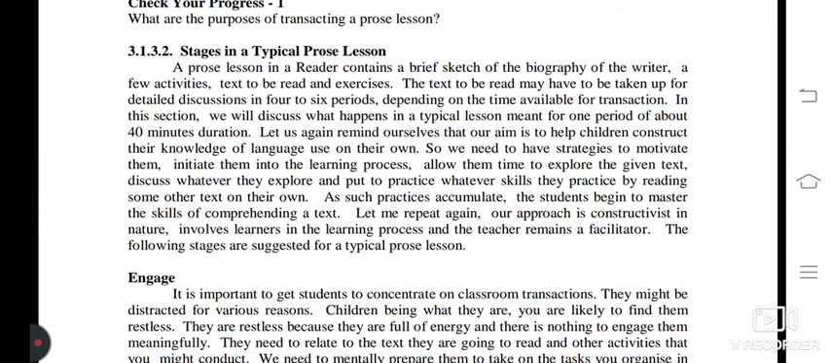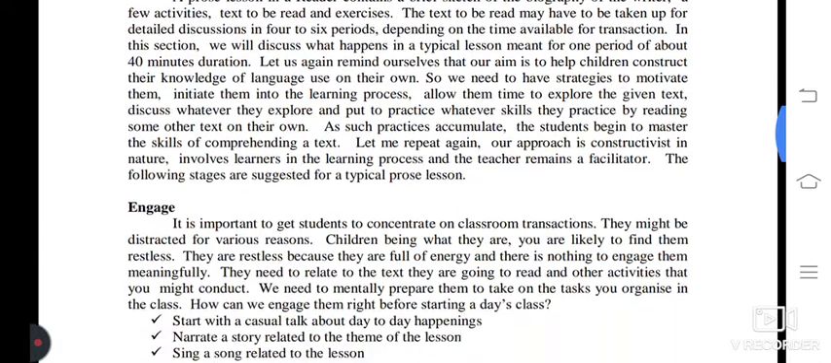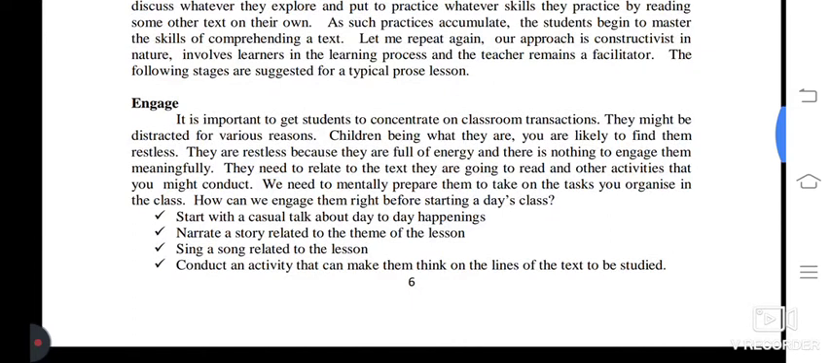As such practices accumulate, the students begin to master the skills of comprehending the text. Let me repeat again. Our approach is constructivist in nature, involves learners in the learning process, and the teacher remains a facilitator. The following stages are suggested for a typical prose lesson. Number 1. Engage.